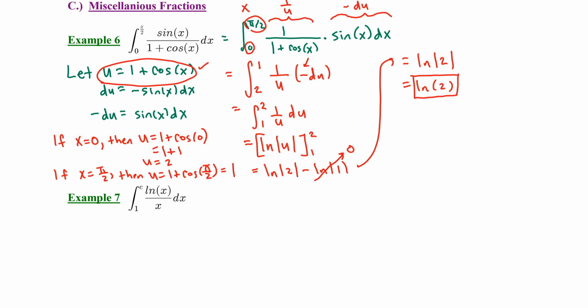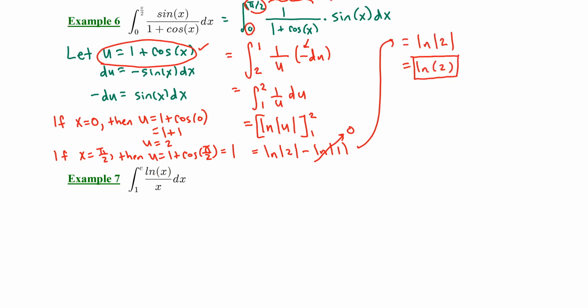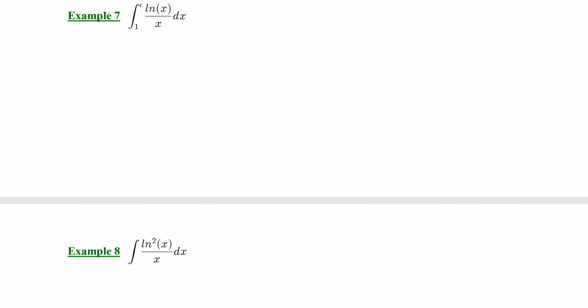So even though this wasn't a rational function, we used the same technique, u equal to the denominator, and we ended up with an antiderivative involving a natural log function. Let's consider the next definite integral. We have the integral from 1 to e of the natural log of x divided by x dx.